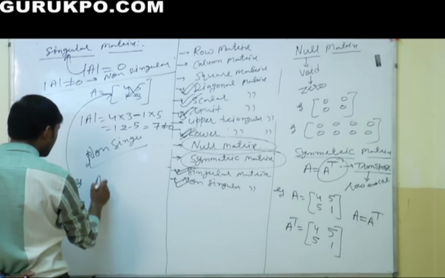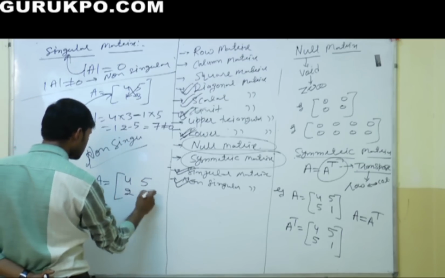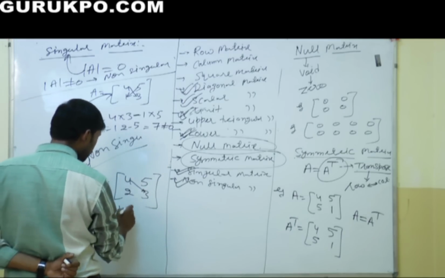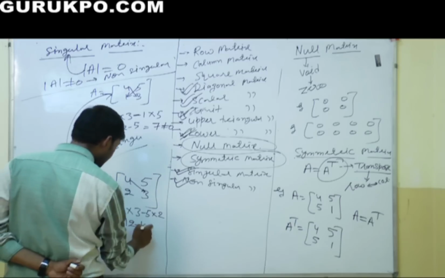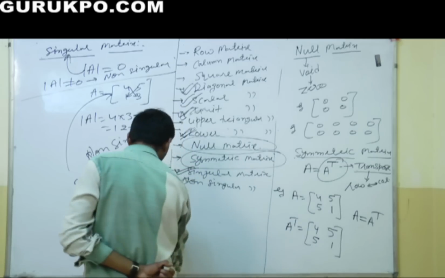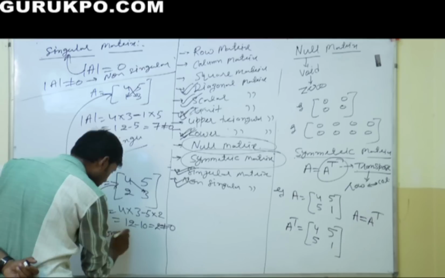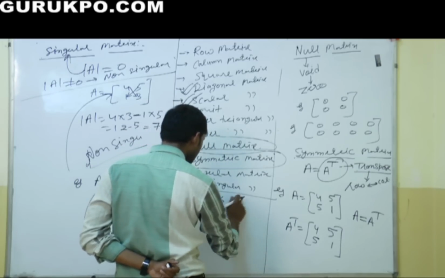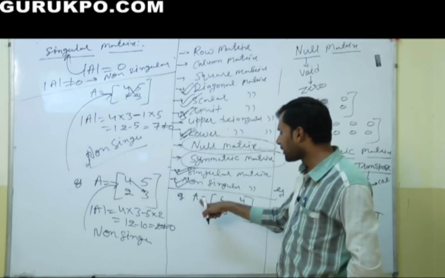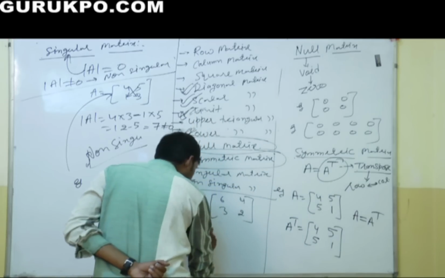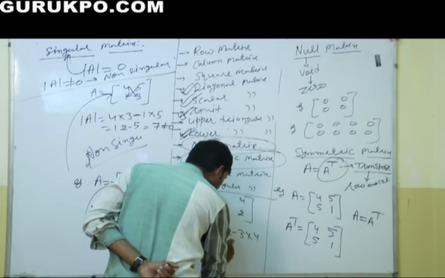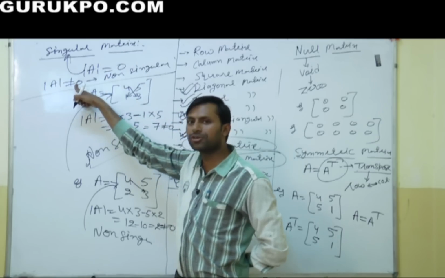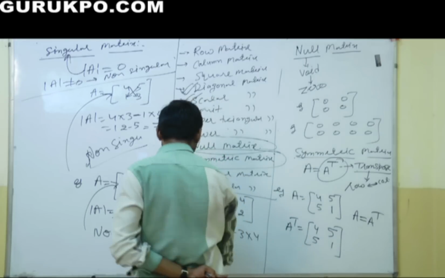We are taking another example, like A is 4, 5, 2, 3. What happens here? Determinant of A, cross multiplication, 4 into 3 minus 5 into 2, 12 minus 10 is equal to 2. It is also not equal to 0, so it is also a non-singular matrix. Taking another example of a matrix, now what happens? Determinant of A, 6 into 2 minus 3 into 4, 12 minus 12, 0. If determinant is 0, then singular matrix. Here the determinant is 0, so it is a singular matrix.